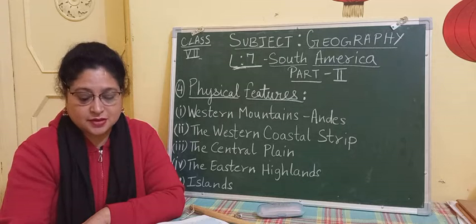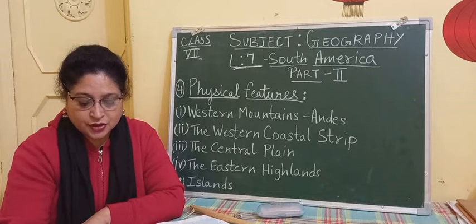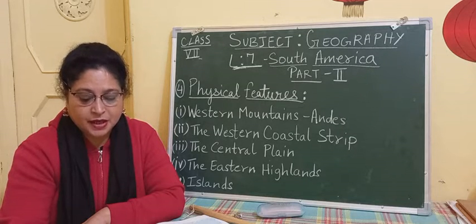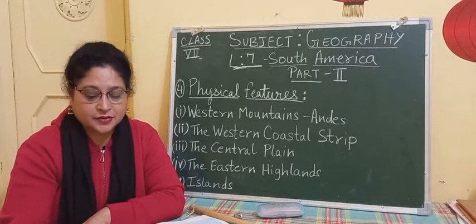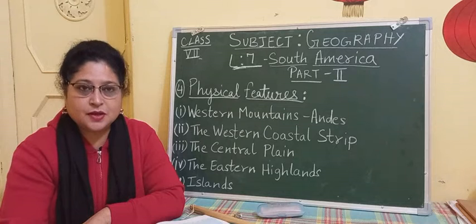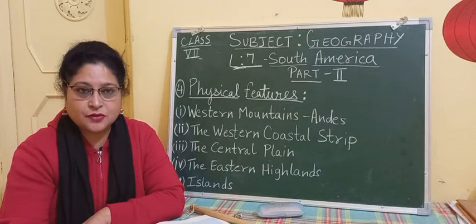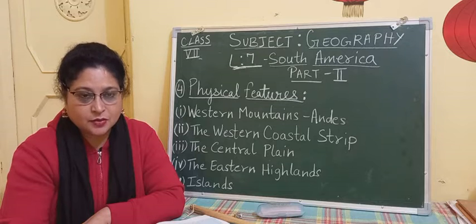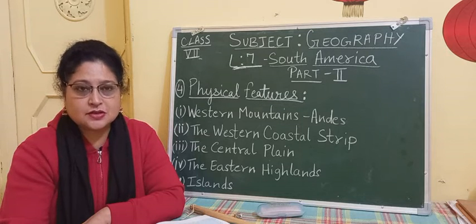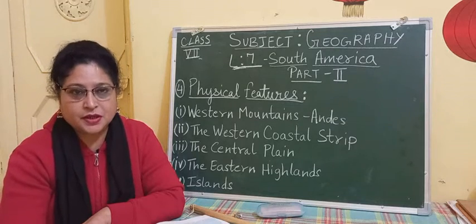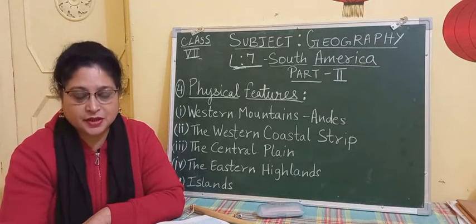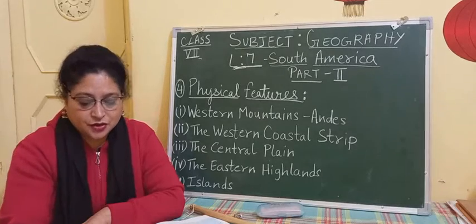The three main rivers, that is Orinoco, Amazon, and La Plata, drain into the Atlantic Ocean in the Central Plains. The first one we read about is the Llanos of the Orinoco Basin. Now, what is this? This consists of a large, almost featureless plain. So, it is a plain with no physical features on it.